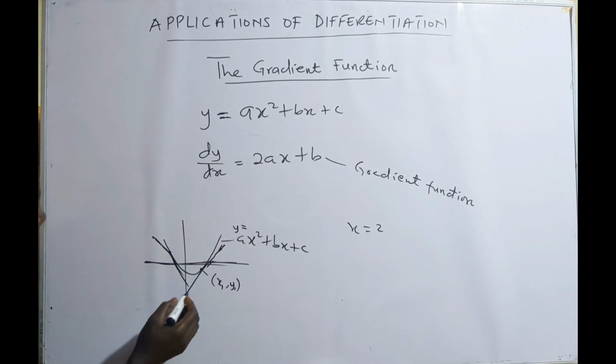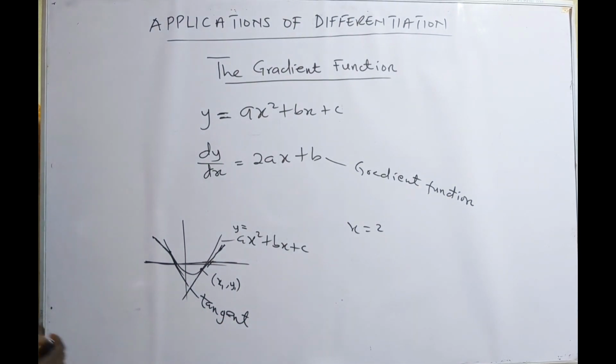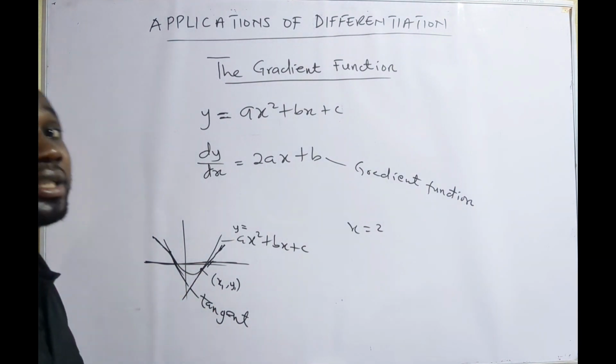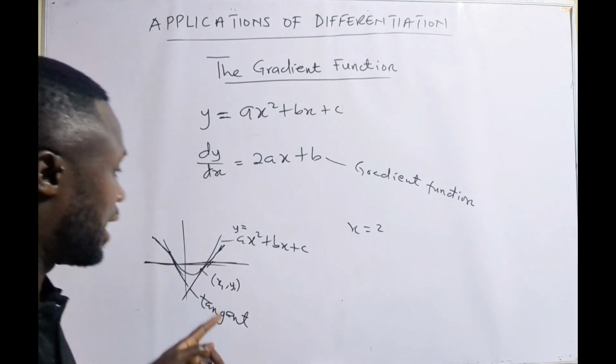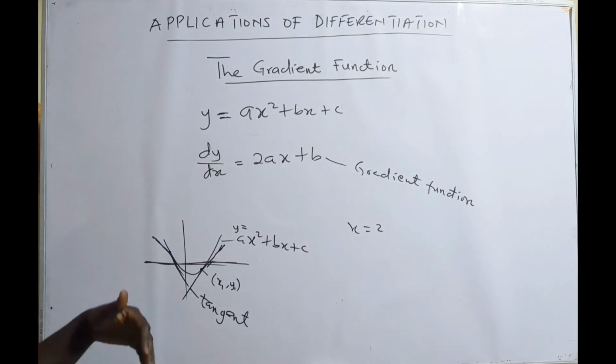Take note, because the line is touching the curve at the point, this line is called what? Tangent. This line is called a tangent. So I can say this is the gradient of a tangent at a point on the curve. The gradient of a tangent at a point.